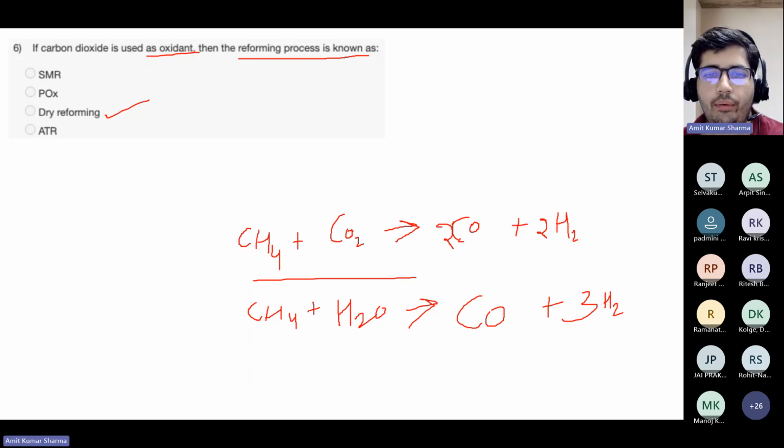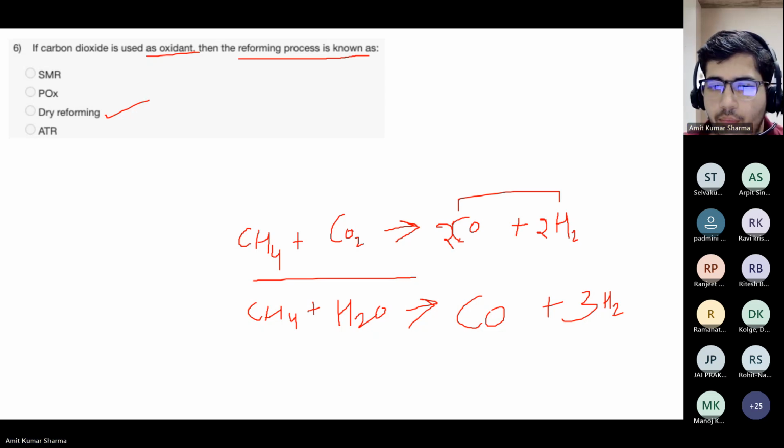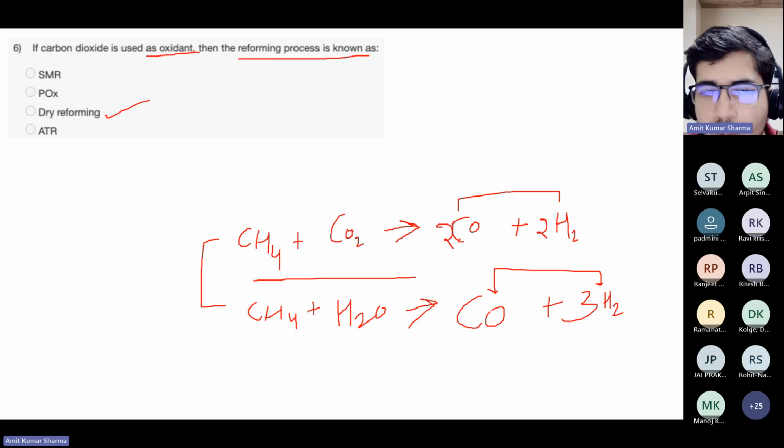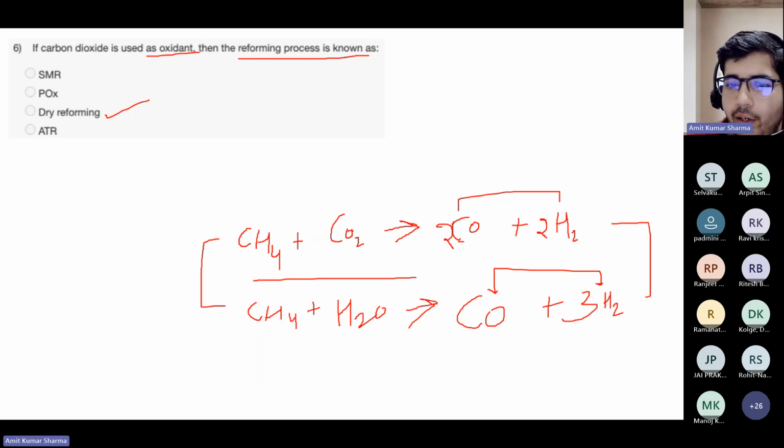So you see here the CO and H2 are in equal proportion, and here the hydrogen is more. So these reforming techniques, you can see the combination. In industries, suppose you want the ratio of hydrogen to CO like 1, then they prefer dry reforming. So it's also an important factor to consider for the reaction. And if you want more hydrogen as compared to CO, then you will go for steam reforming.